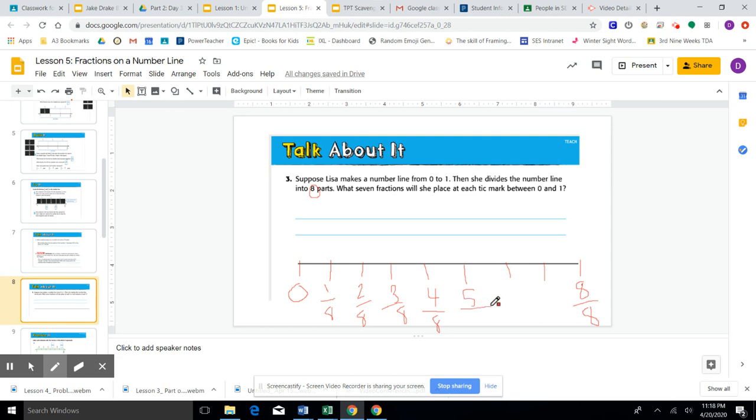5/8. 6/8. 7/8. So when Miss Pfeiffer has to make a number line and it gives me the parts, I always put my whole. What would my whole fraction be? 8 over 8, and I make sure to put my 0. That helps me count. So my fractions are 1/8, 2/8, 3/8, 4/8, 5/8, 6/8, and 7/8. Those are my fractions that are between 0 and 1. So I didn't write a sentence with this one, I made a number line.